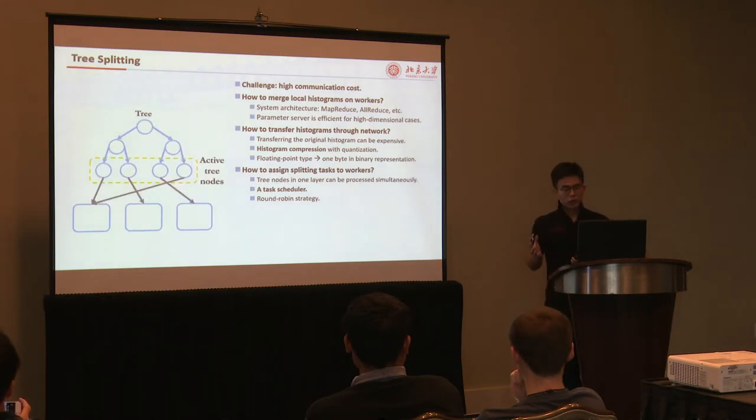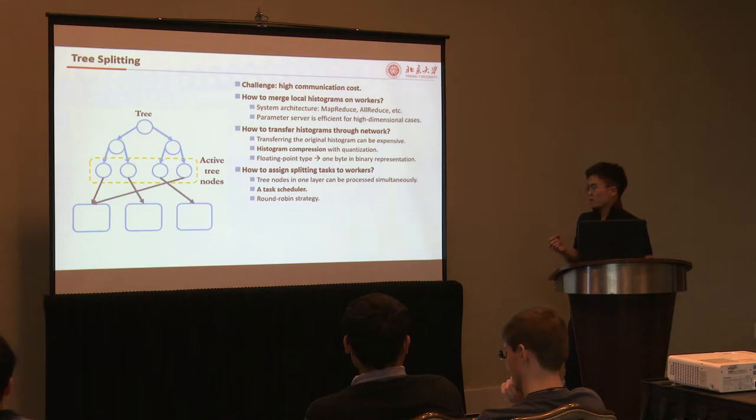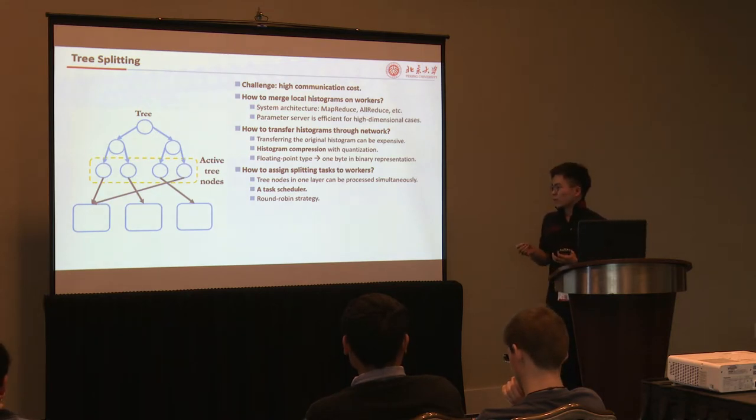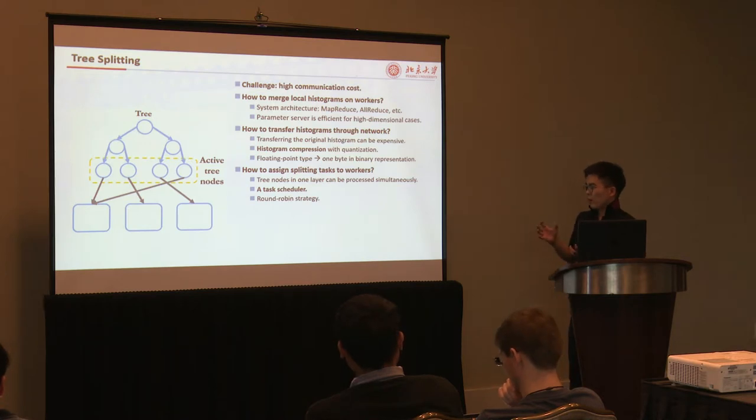After merging the histogram, the last decision is how to assign splitting tasks to workers. As tree nodes in one layer can be processed simultaneously, we design a task scheduler that uses a round-robin strategy to assign all tasks among all the workers.